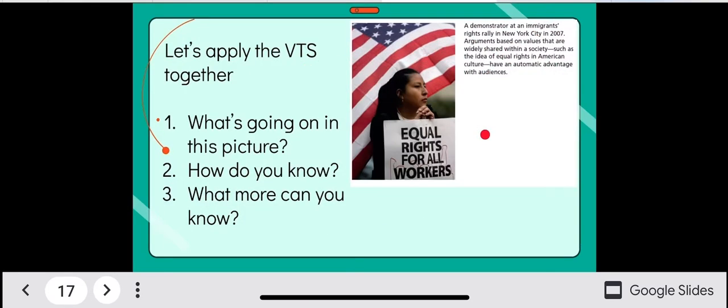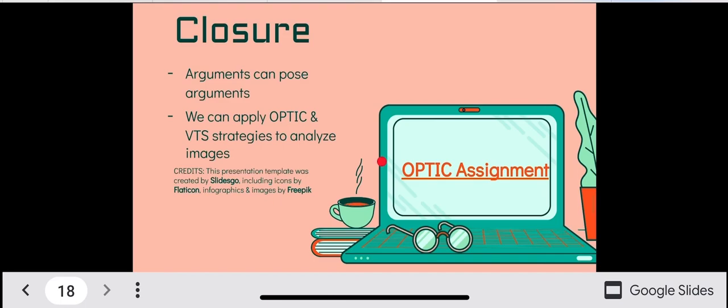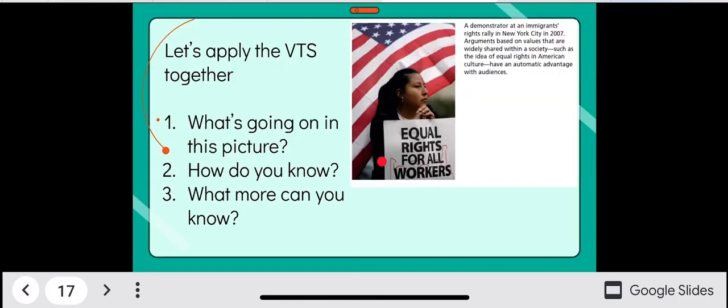For example, let's go and look at this picture, okay? I'll ask myself my first question. What's going on in this picture? So I would say, for example, there is a woman. She's an American citizen, or she at least lives in America, and she is protesting because she wants equal rights for women. How do you know? Because she is holding the banner that says equal rights for all workers, and workers can also be women. And of course, she has the American flag behind her, so she represents that culture or that society.